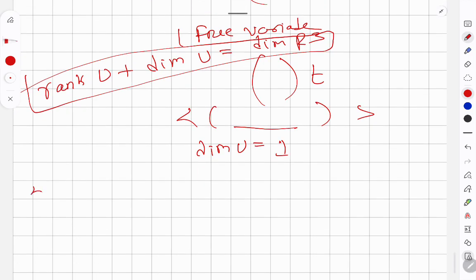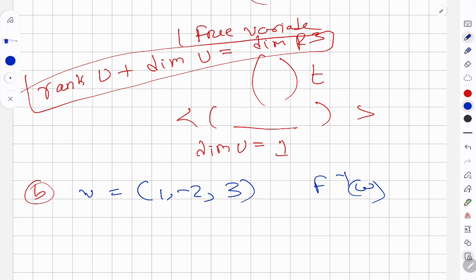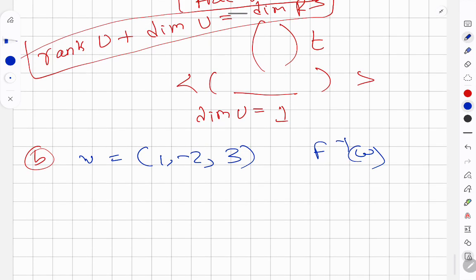I'm just writing the question because my laptop can switch off and I need to bring the charger. Consider a vector w that is (1, -2, 3) and find the inverse of w.